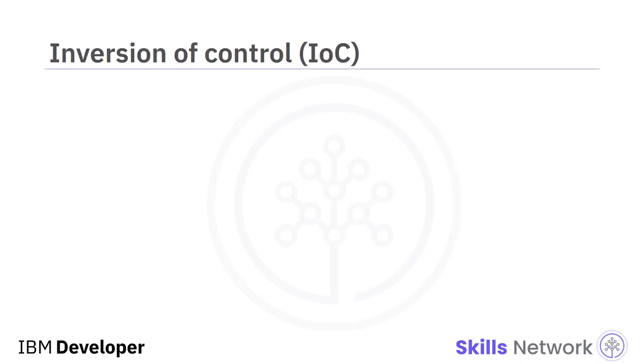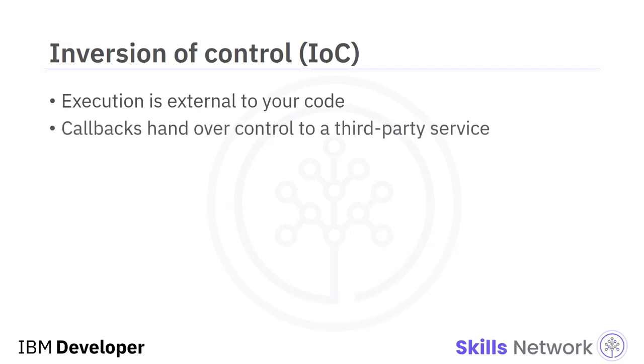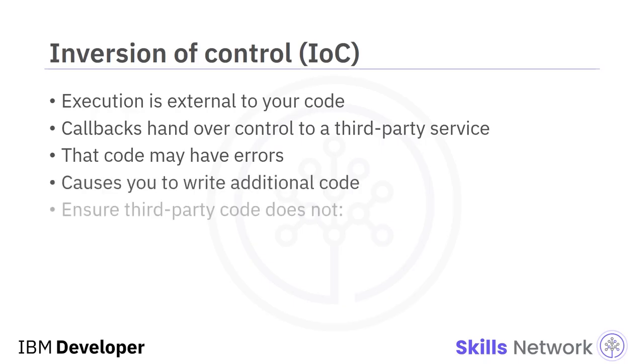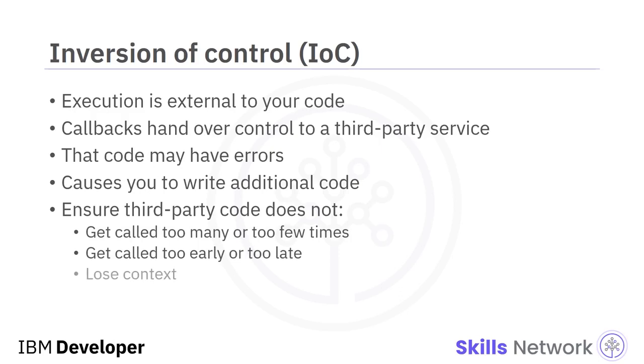Another issue with callbacks is inversion of control, also called IOC. Inversion of control happens when the flow of control, such as the execution of instructions, is external to your code. Many times, callbacks hand the control over to a third party, but issues and errors with that third-party code can be difficult to catch. You are forced to trust the third-party code, or you must write additional code that ensures the third-party code does not get called too many times or too few times, get called too early or too late, lose context, or pass back incorrect arguments.